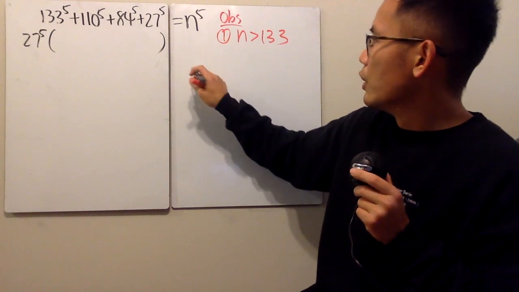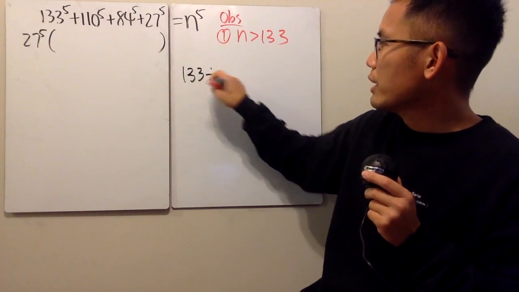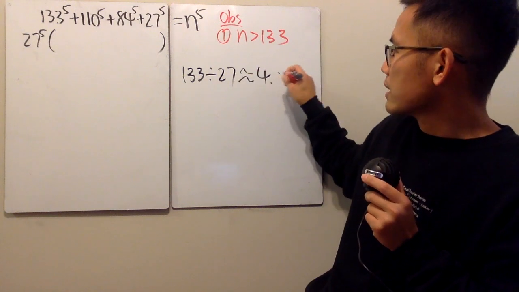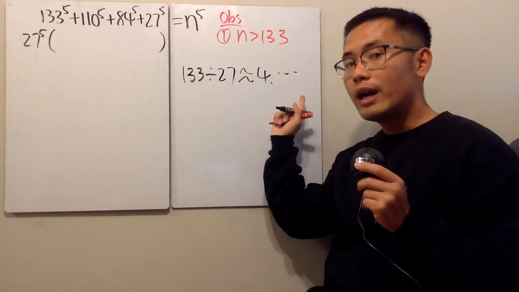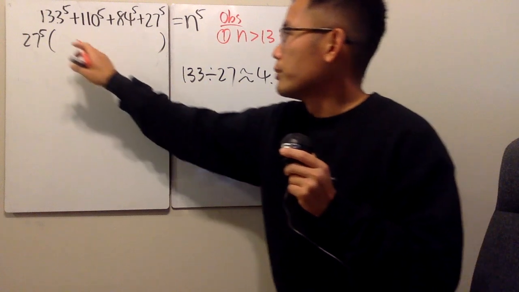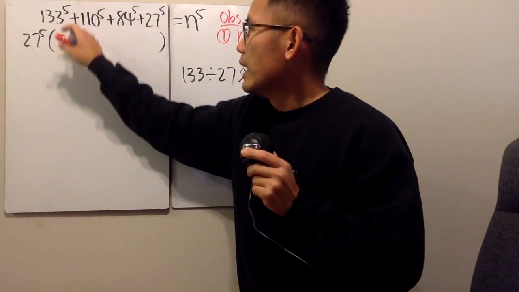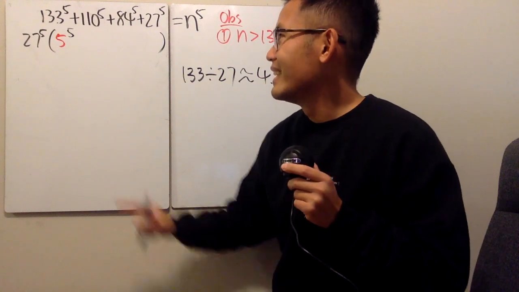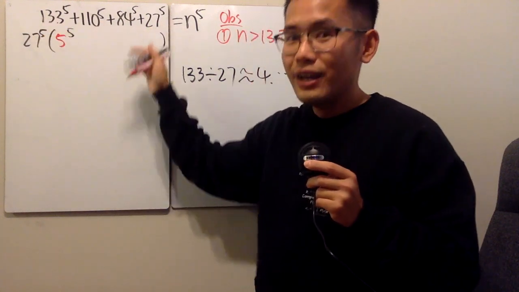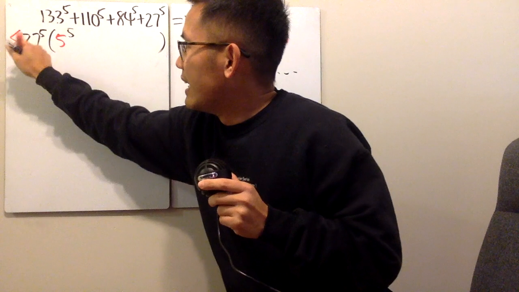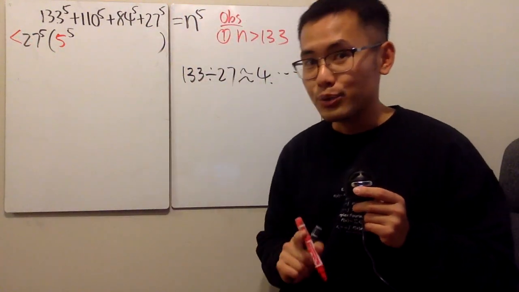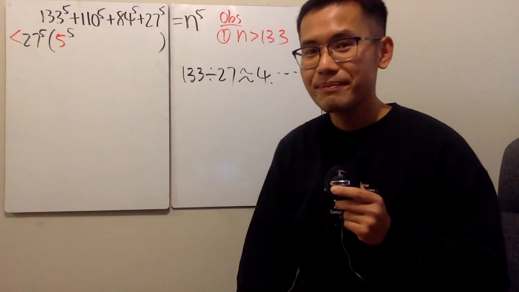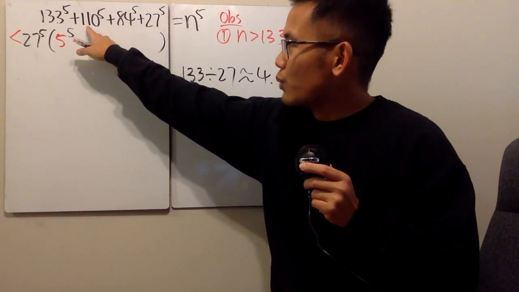So have a look. We have 133 and go ahead and divide it by 27. And this is approximately 4 point something. So we are going to round up, and then I will go ahead and put down 5. And then I will maintain the power 5. After we have done this, we can say the original is less than the expression that we are about to get. Of course, we have to maintain the same inequality for the rest, right? Well, let's go ahead and do the next one.